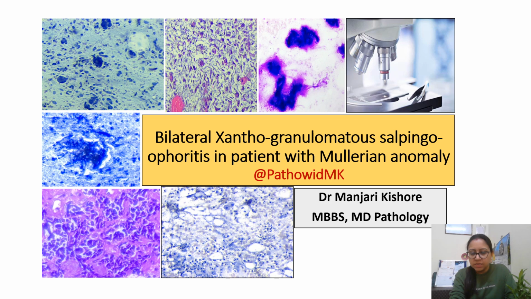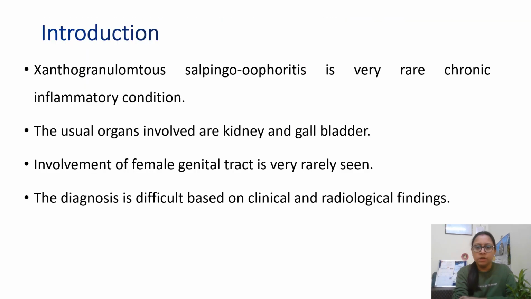So today I'll be discussing the approach to a rare case, and the diagnosis made was bilateral xanthogranulomatous salpingo-oophoritis, which will be discussed in a patient with Mullerian anomaly. Xanthogranulomatous salpingo-oophoritis is a very rare chronic inflammatory condition, and the kidney and gallbladder are the usual organs which get involved. Its involvement in the female genital tract is very rarely seen.